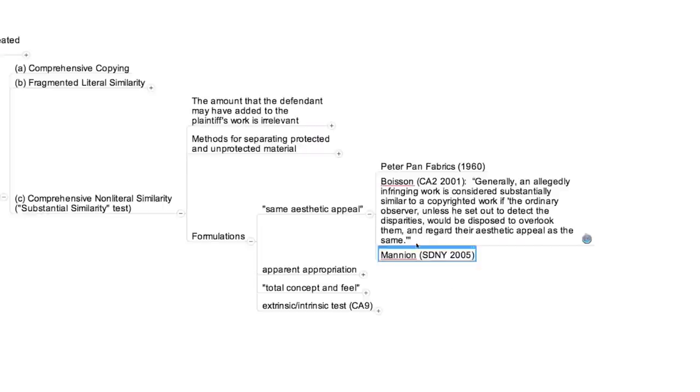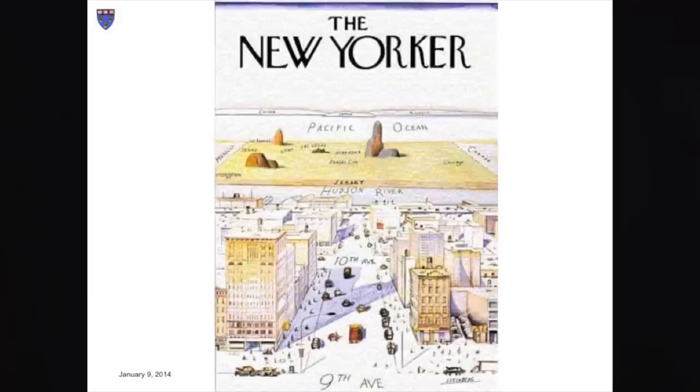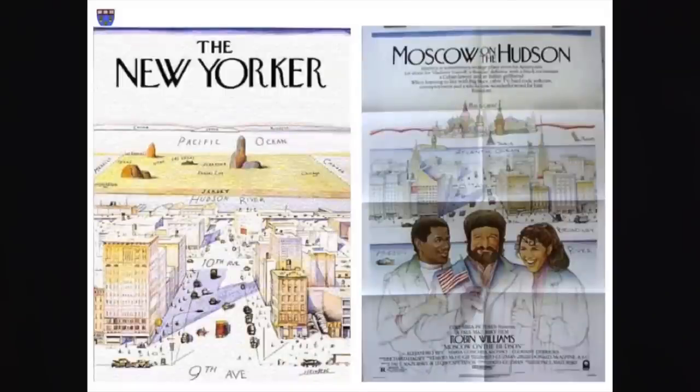Another, slightly different formulation. In the Ideal Toy case, the same court defined the relevant test as, quote, whether an average lay observer would recognize the alleged copy as having been appropriated from the copyrighted work, close quote. Applying this language, a lower court in the 1987 Steinberg case concluded that this famous magazine cover, suggesting the myopia of residents of New York City, was infringed by this poster, publicizing the movie Moscow on the Hudson. Again, here they are side by side.